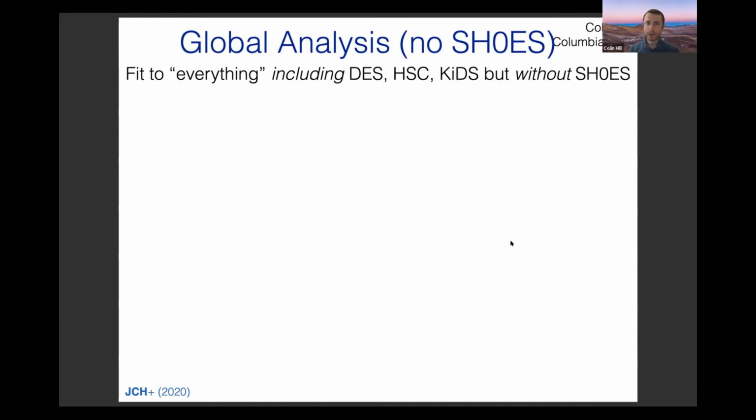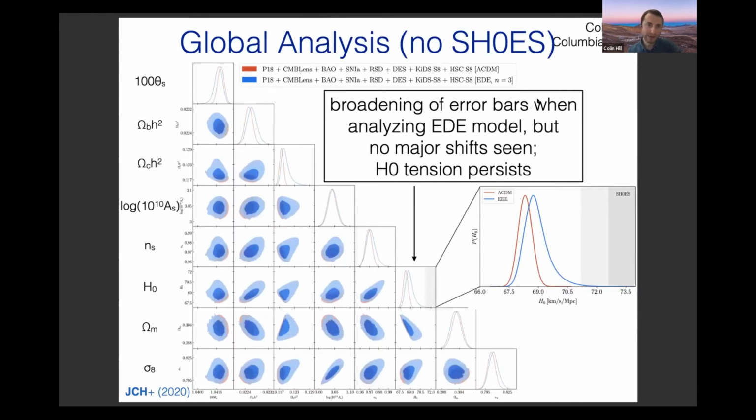So we then explored trying to fit these models to various data sets. And I'll try to just quickly summarize some of these results here. What I'm going to show you is a fit to what we called everything at the time of this work about a year ago, but without including the local distance ladder measurements. So basically all the cosmological indirect data. The EDE scenario is shown in blue, lambda CDM is shown in red.